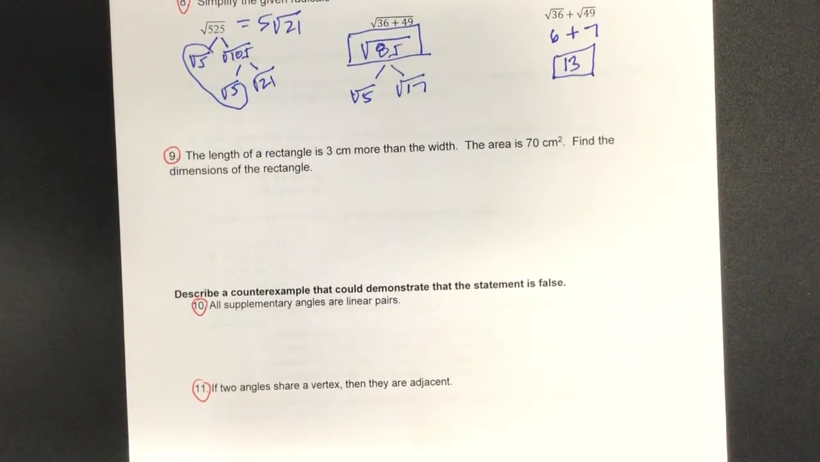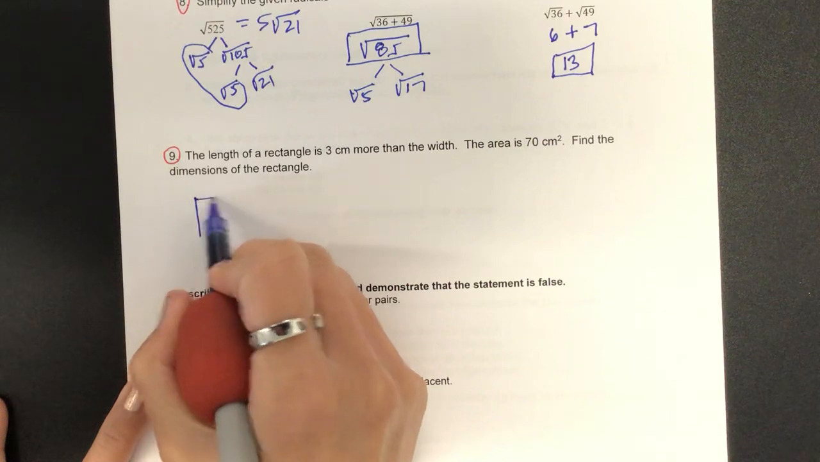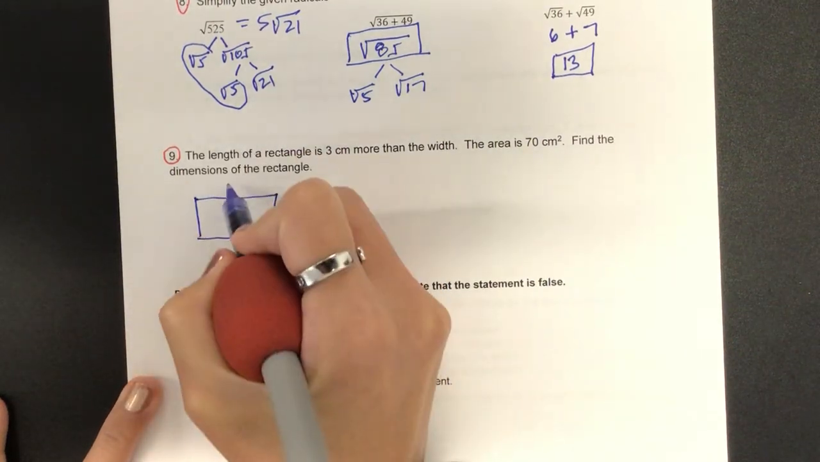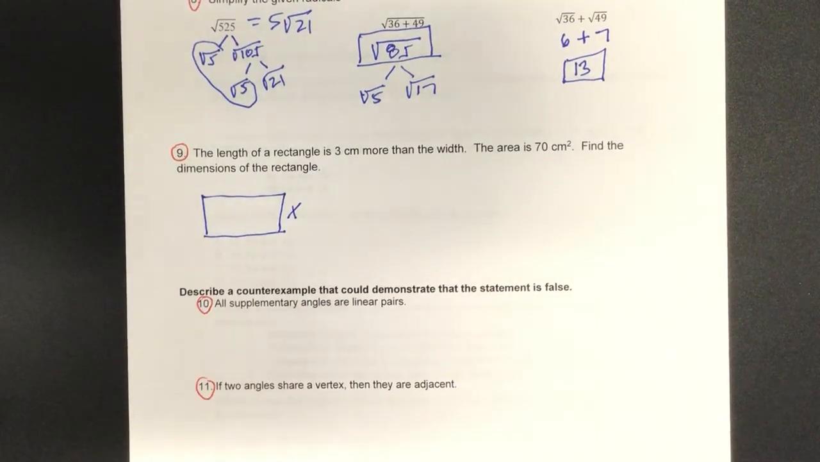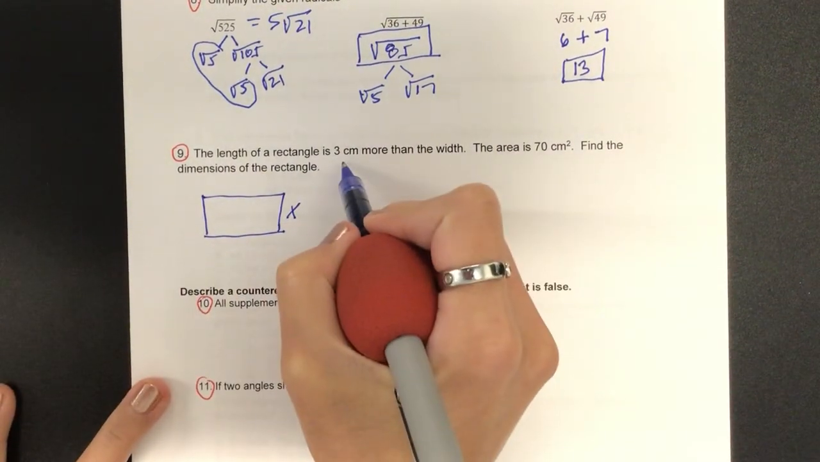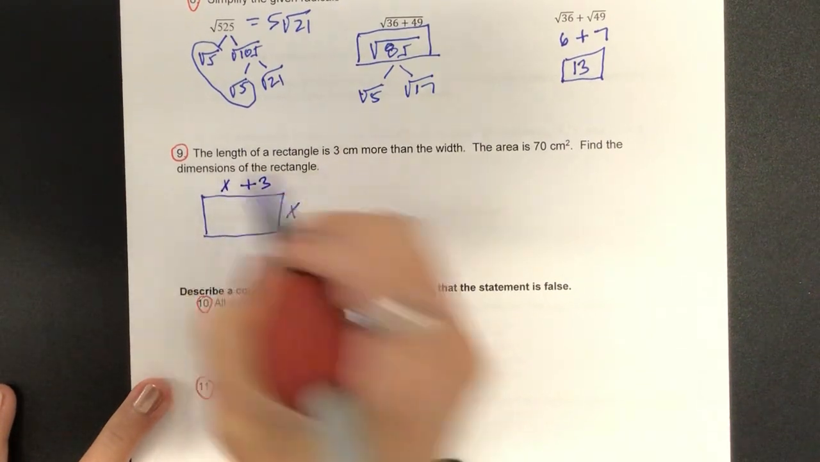The length of a rectangle is 3 centimeters more than the width. The area is 70 centimeters squared. Find the dimensions of the rectangle. Okay, so we have a length of the rectangle. I'm going to call it x; it doesn't matter which one is the length and the width, because in the end we have 2 length and 2 width. So 3 more than the width: 3 more than means plus 3 at the end, and x.